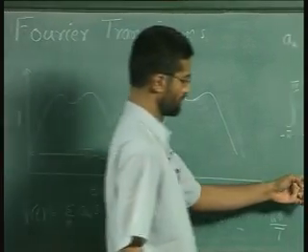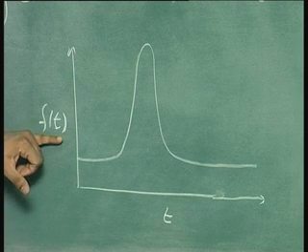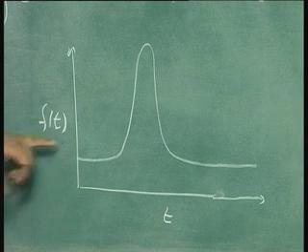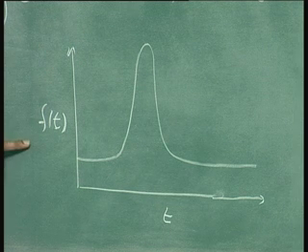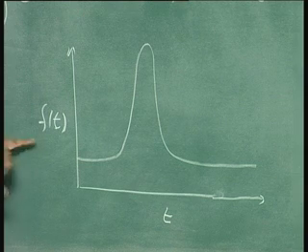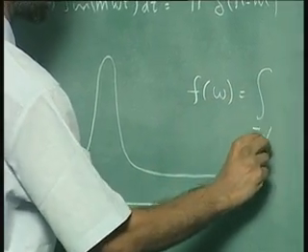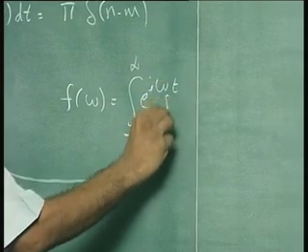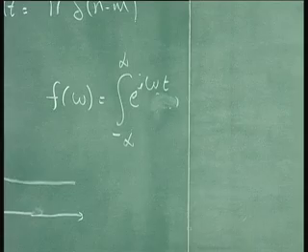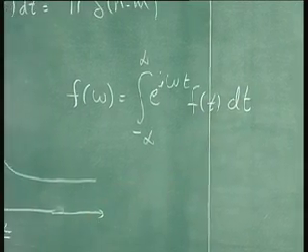On the other hand, if you have a blip like this, and you want to write this in terms of sine and cosine functions, there will be an infinite number of harmonics in this kind of function. So the extension of the Fourier series to functions of this form would be to write this as F of omega as the integral from minus infinity to plus infinity of e to the power of i omega t f of t dt.